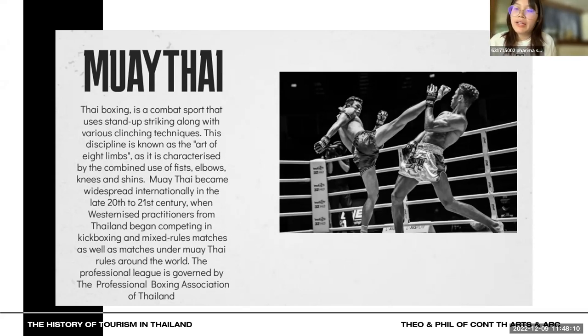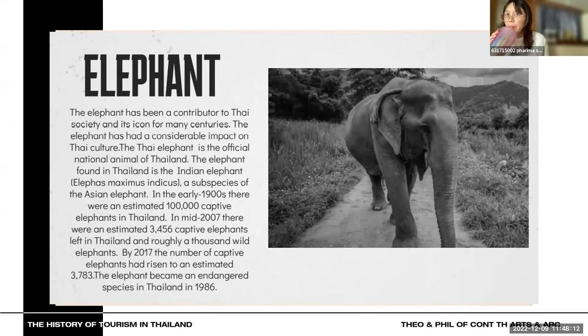Next, the important part is elephants. Elephants have been a contributor to Thai society and an icon for many centuries. The elephants have had a considerable impact on Thai culture. For example, around 200 years ago, when the kings traveled, they would use the elephant like a car nowadays. Next.